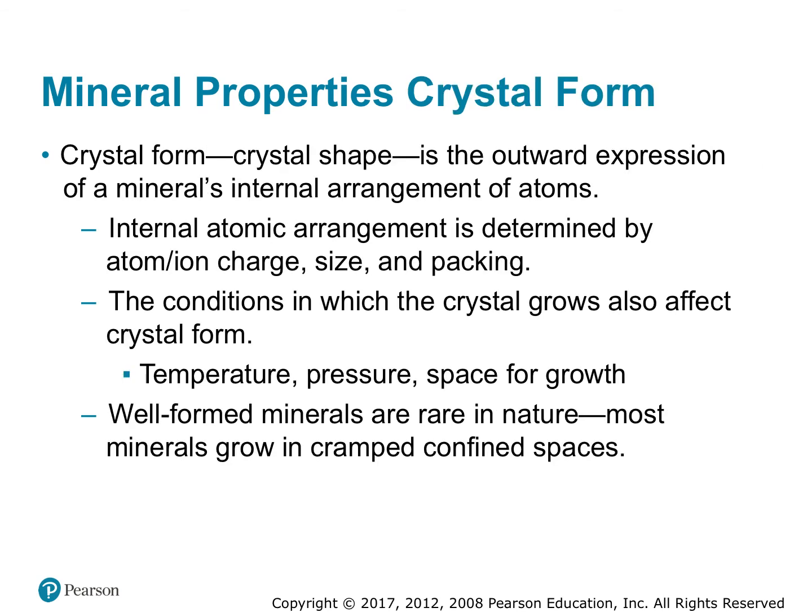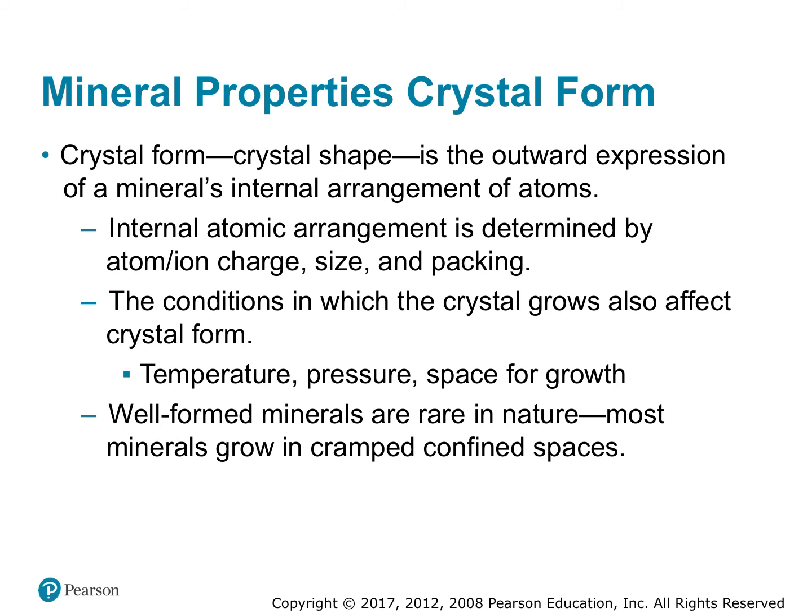So why do they take different shapes? Well, that has to do with the internal atomic arrangement, and that's going to be determined by the charge of the ions involved or on the atoms, the size, the way that they pack together, and also the conditions in which the crystal grows can affect the form. What's the temperature under which they formed? What was the pressure under which they formed? How much space do they have to form? These are the kinds of things that can affect the types of shapes that are formed.